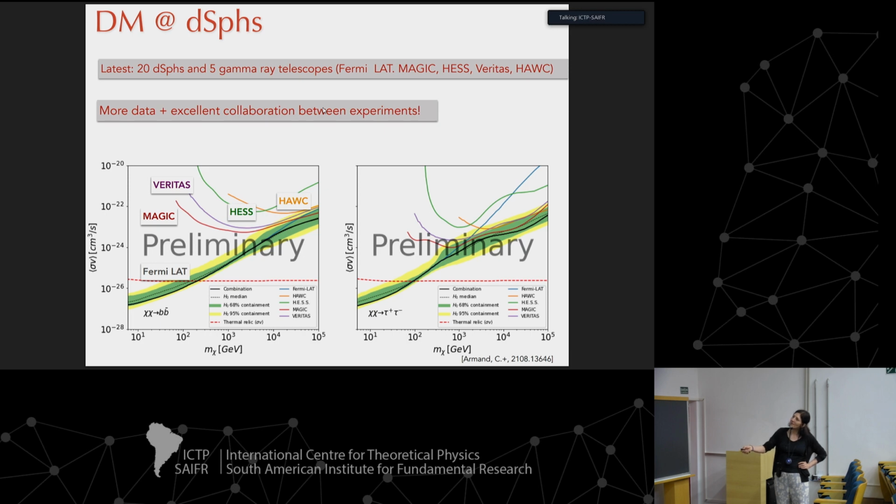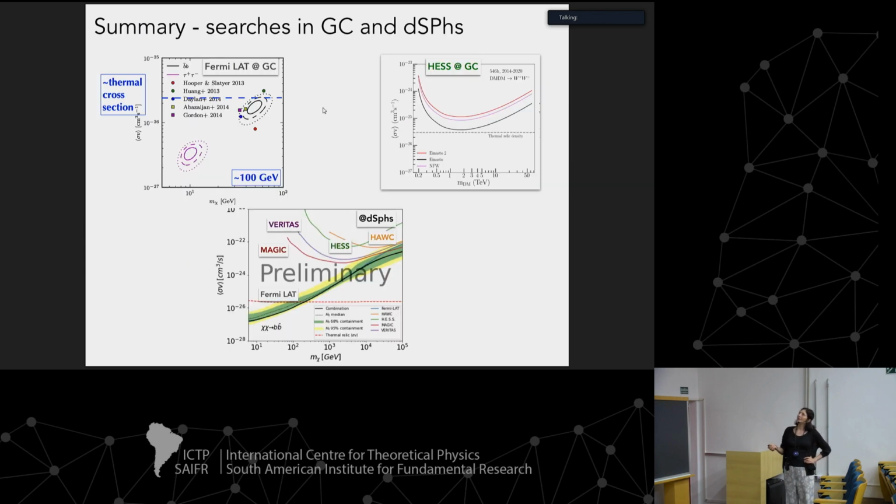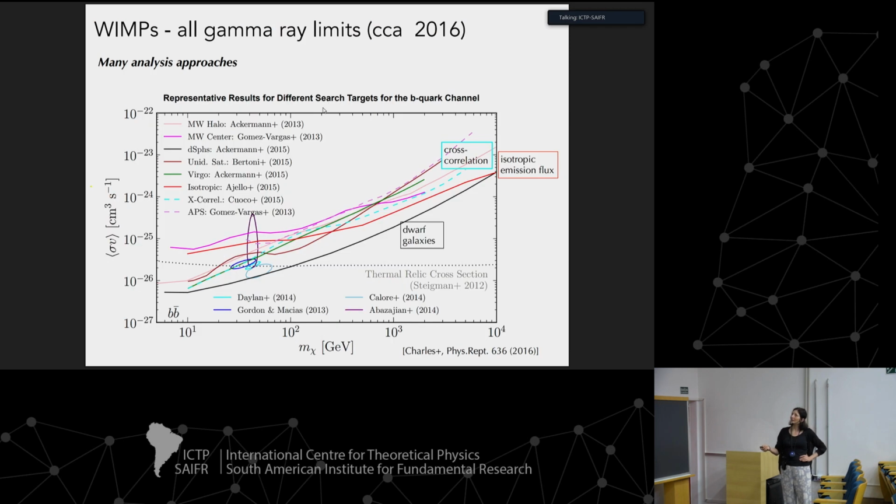So here it doesn't improve much with Fermi alone. But here, when you start adding other telescopes that have comparable sensitivity, then you improve. The joint likelihood improves the limit above all individual limits. Okay, so summary. In the galactic center, at around a GeV, we have this sort of discovery, and HESS excludes it, and then dwarfs exclude it.